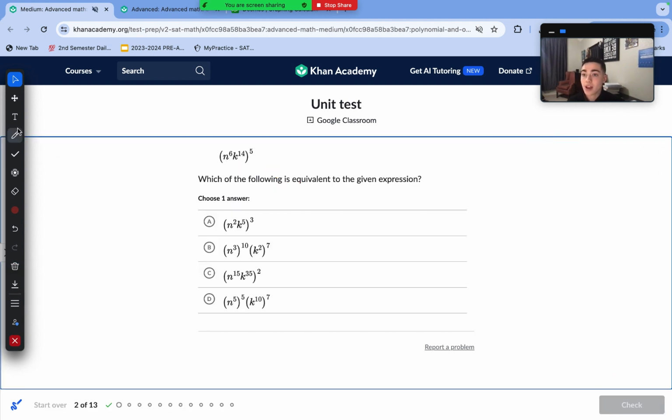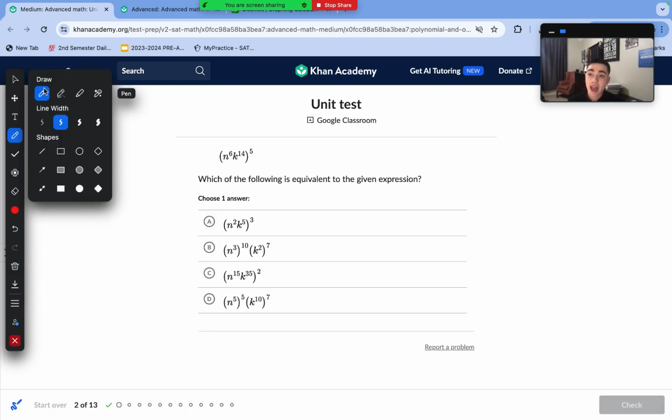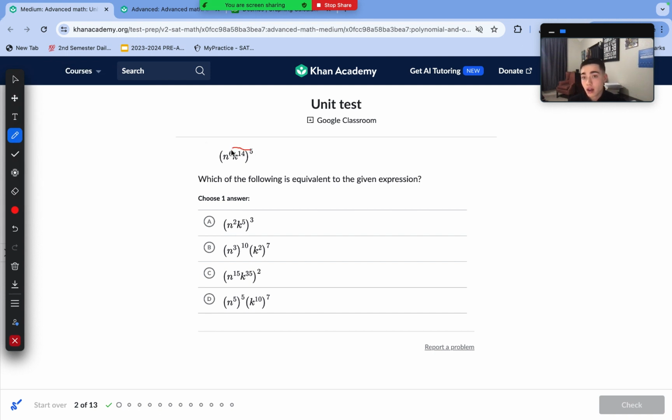Alright, for this one we are going to use our power of a power exponent rule. So power of a power, we multiply. So doing n to the 6th times 5, which is n to the 30th. And then we have k to the 14th to the 5th. Power of a power, we multiply. So 14 times 5 is going to be k to the 70th. So now we have n to the 30th, k to the 70th.